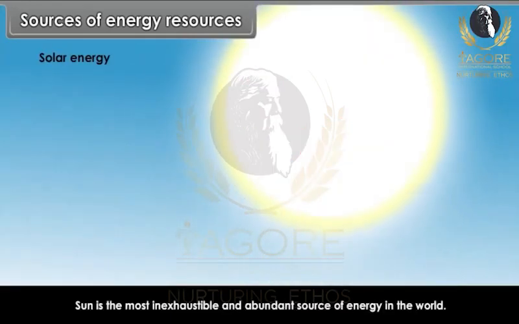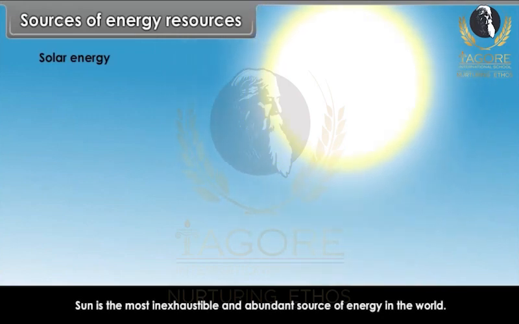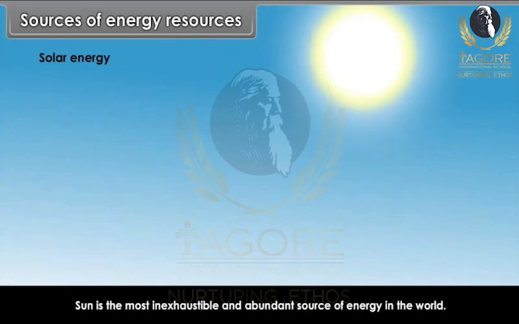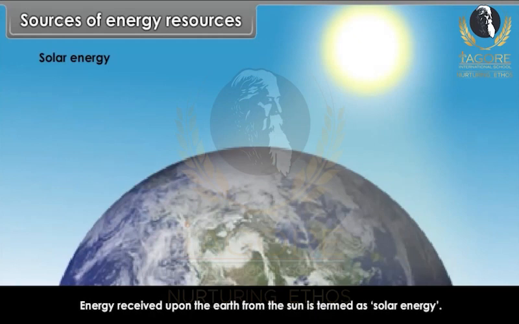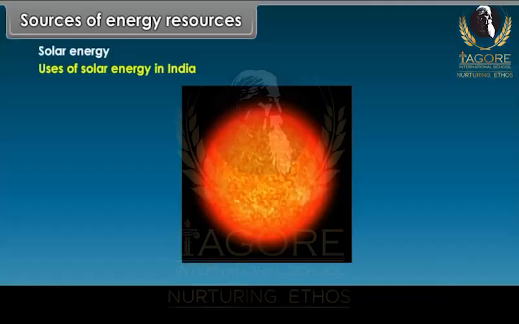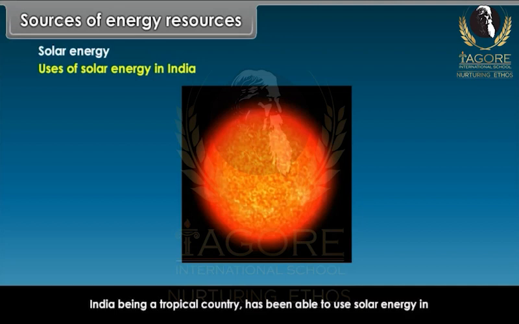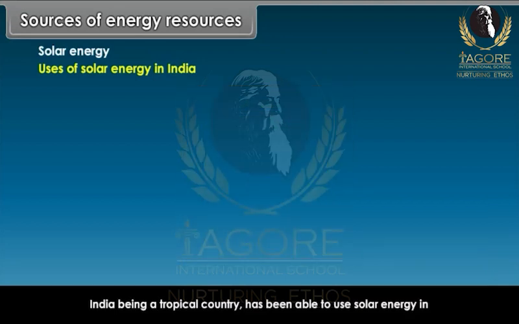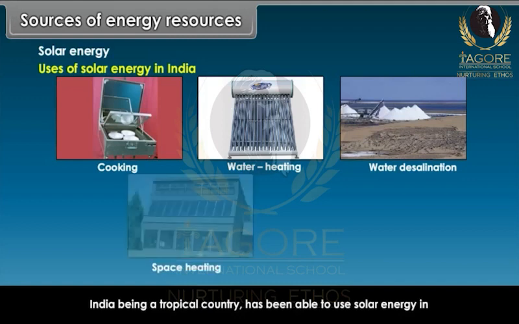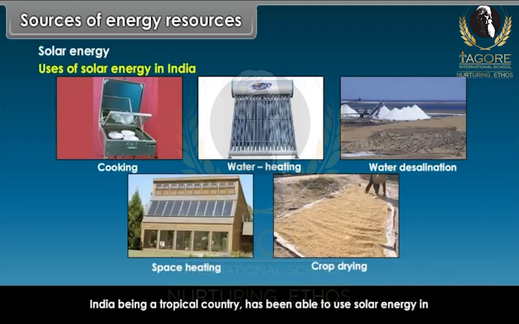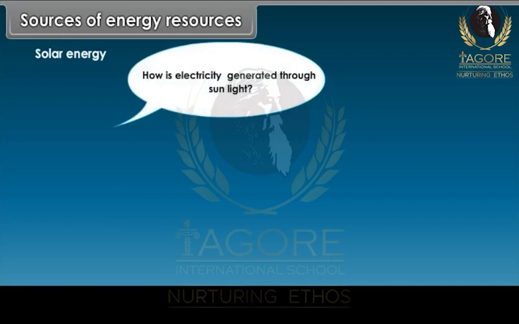Solar energy. The Sun is the most inexhaustible and abundant source of energy in the world. Energy received upon the earth from the sun is termed as solar energy. Now we can list out some uses of solar energy in India. India, being a tropical country, has been able to use solar energy in cooking, water heating, water desalination, space heating and crop drying.